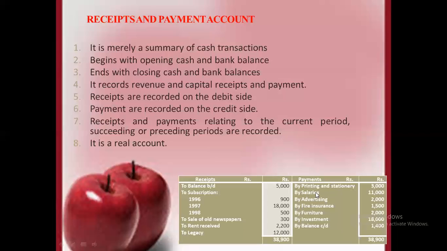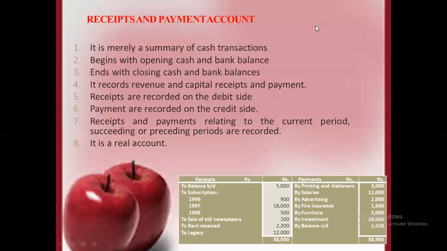The receipt and payment account records current year receipts, previous year receipts and next year receipts. For example, here we recorded 96 subscription, 97 subscription and 98 subscriptions. So the cash receipts related to any year, current year, succeeding years or preceding years, are recorded in the receipt and payment account. It is a real account in nature.